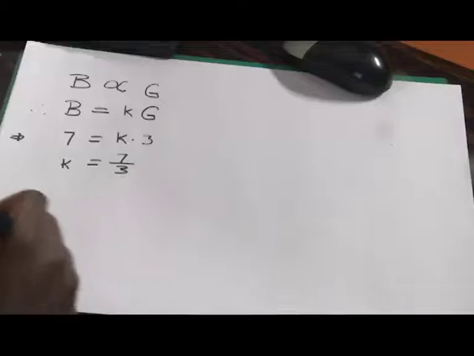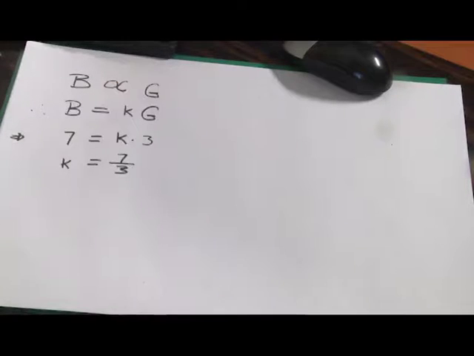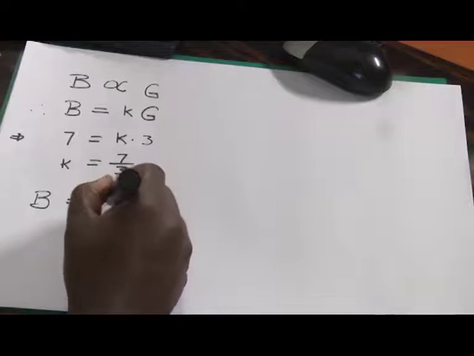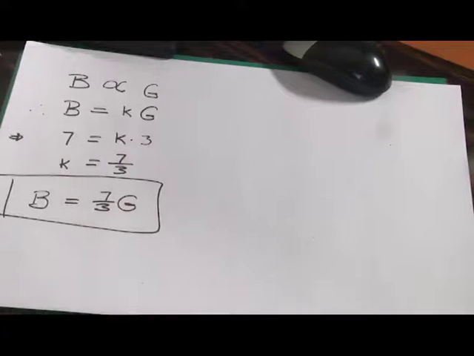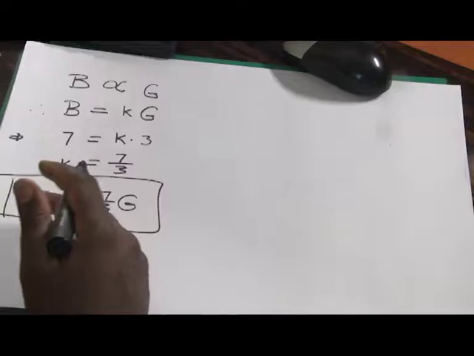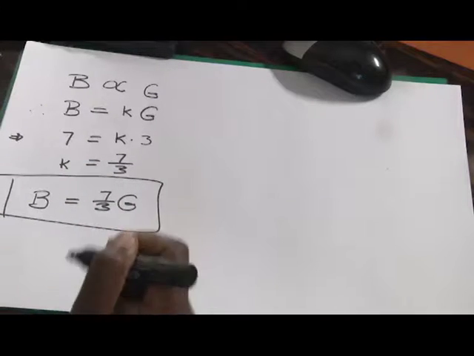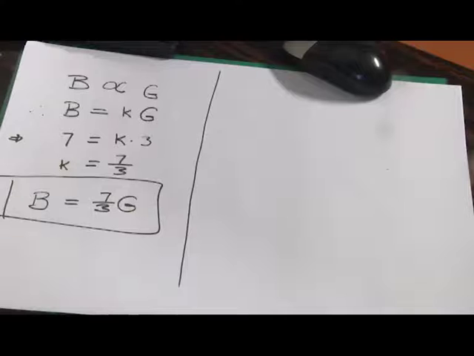So we must now go back and replace this constant into our equation. If we replace it in our equation, we have 7 over 3 G. So what we have here is now our formula. We have a formula now. Now we can apply this formula. We can use this formula for any quantities that we want. Now if we have 28 biscuits that we want to bake, we can plug it into the formula.